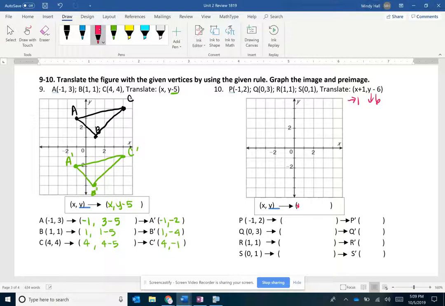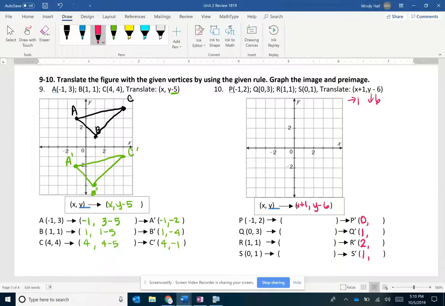But to fill in the table, personally, I don't really like to use the table, but I will say something that has helped me is to just go through and do all of the x values and then do all of the y values. So since it's x plus 1, I'm just going to take all of my x values and add 1. -1 for p means that p prime is at 0 because -1 plus 1 is 0. If q has an x value of 0, q prime is 0 plus 1, which is 1. If r is at 1 for my x value, r prime is going to be at 2. And if s is at 0, then s prime is going to be at 1. I find that when I do it this way, it allows me to just kind of add 1 quicker than I might normally do it.